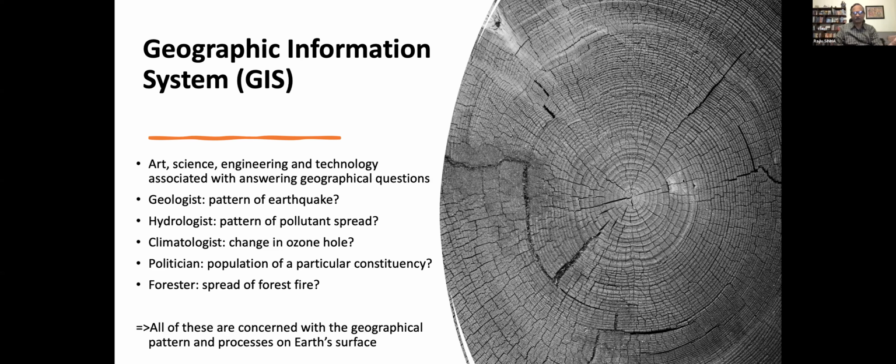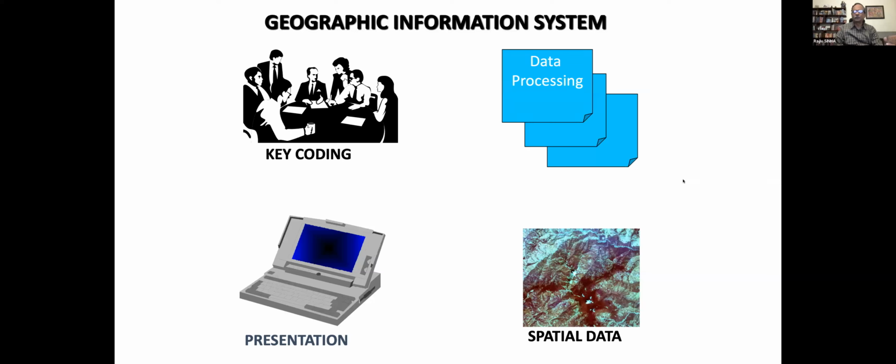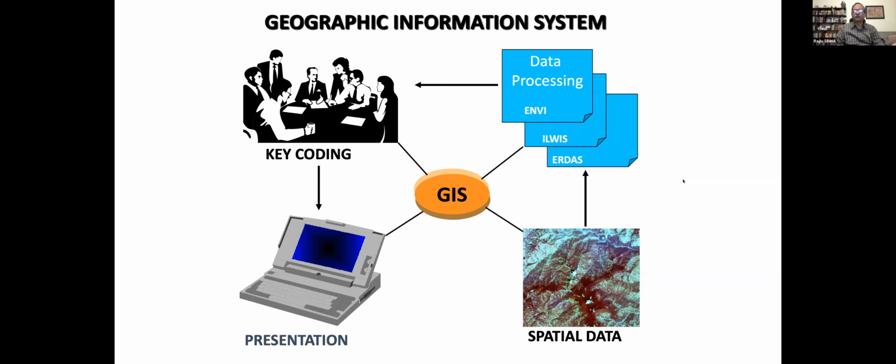So let's see how it works. Any GIS practically has four components. Of course, it starts with the spatial data. Any spatial data which is required for this can be remote sensing data, for that matter. We have talked about that in the last couple of lectures. Or it can be a map, it can be population density, forest, vegetation, anything. Now that kind of spatial data is then processed using various kinds of software.